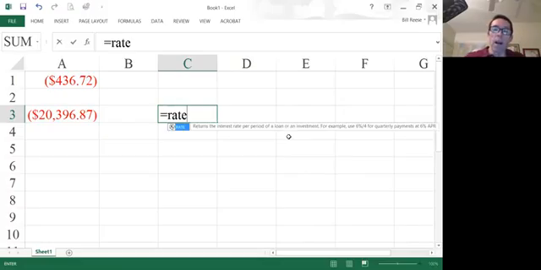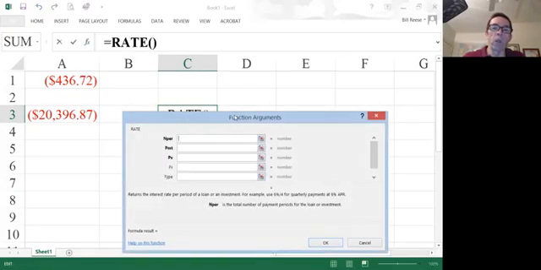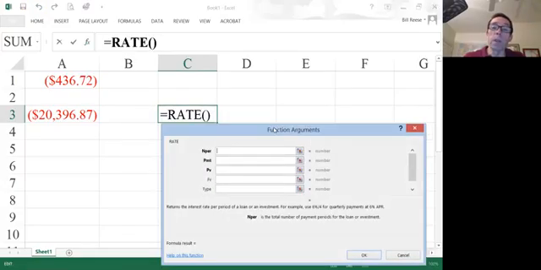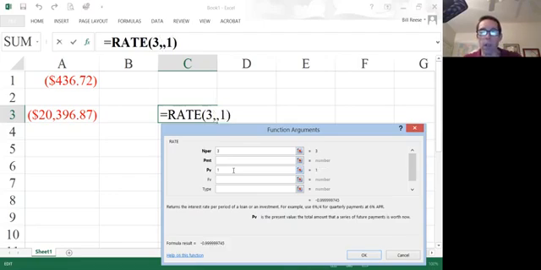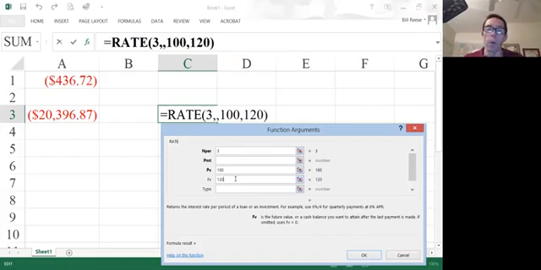So we hit our bracket there, go to my function wizard, and we want the number of periods. First of all, we already decided we're going to do annual compounding, so it's 3 periods. Then we type in the present value. Present value was 100. Type in the future value was 120. And I'm deliberately making a mistake here, by the way.